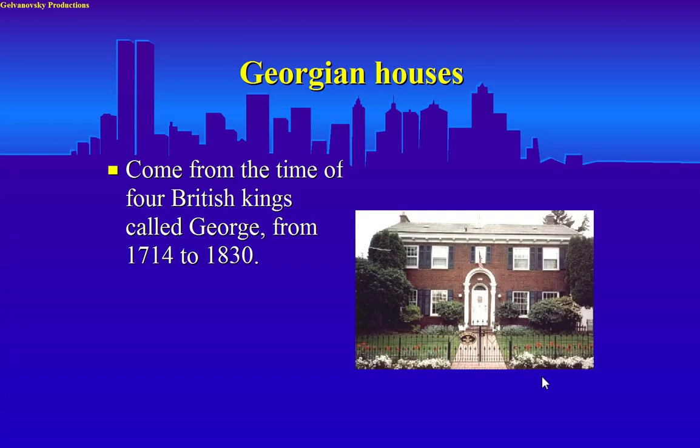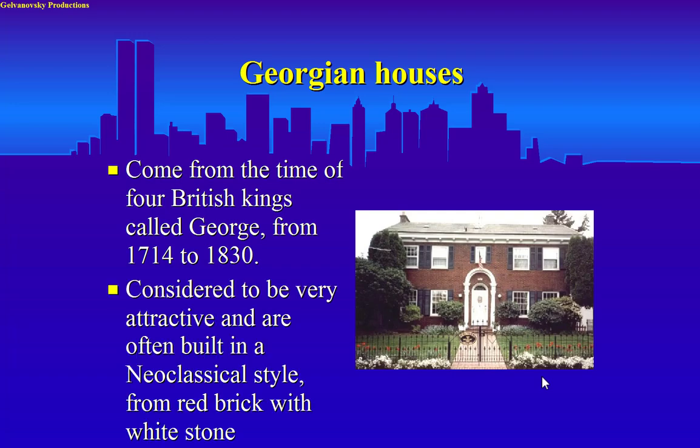Now, Georgian house. It comes from the time of four British kings called George, from 1714 to 1830. These houses are considered to be very attractive, and they are often built in a neoclassical style from red brick with white stone.